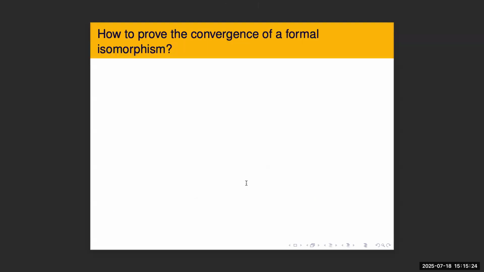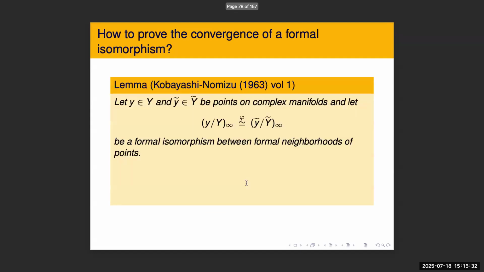Now, how do you prove something like this? How do you prove that some formal isomorphism converges? There's a lemma which I use. This is a lemma from Kobayashi-Nomizu's Foundations of Differential Geometry, and you can state it as follows, although they didn't state it this way. Suppose you are given a point in a complex manifold Y, and a point in another complex manifold Y tilde. Consider a formal isomorphism. Of course, there are many formal isomorphisms, so consider some formal isomorphism between them.